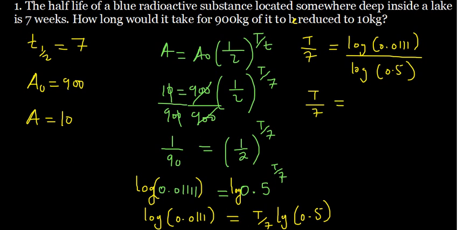So you press where there is log and then you write 0.0111, you put it in brackets, and then again you say divided by, you press log again, you write 0.5. So this is going to give you 6.493. So for me to remain with t, which is the time, I'll multiply this 7 by this number.